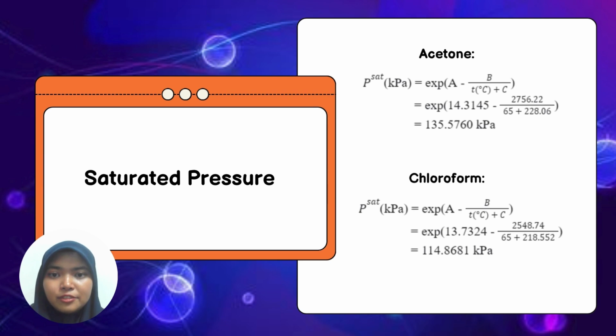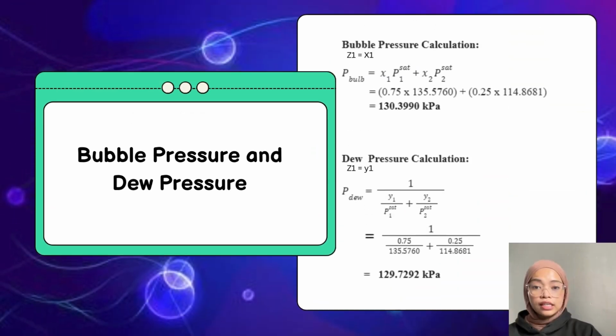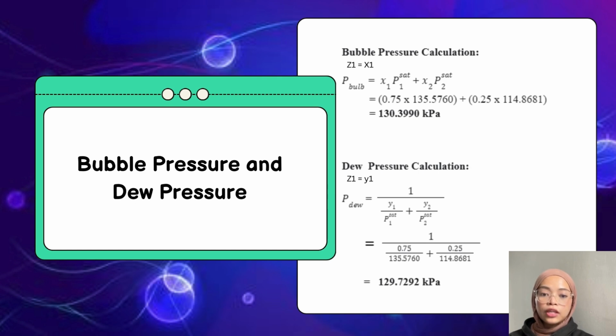After we find the values from table B2 using the Antoine equation, we use the saturated pressure formula, which is P sat in kPa equals exponent of bracket A minus B over T in Celsius plus C. So we got the answer for acetone as 135.5760 kPa, and for chloroform 114.8681 kPa.